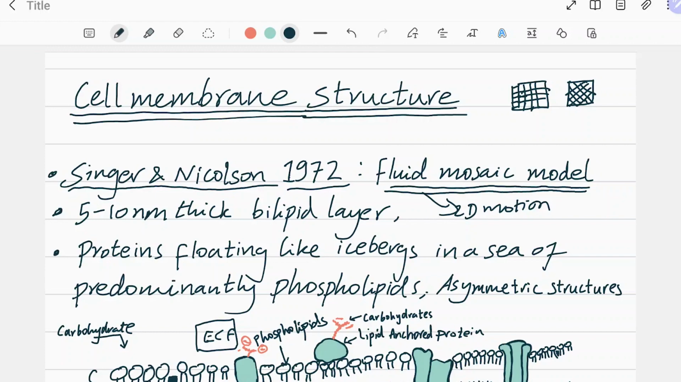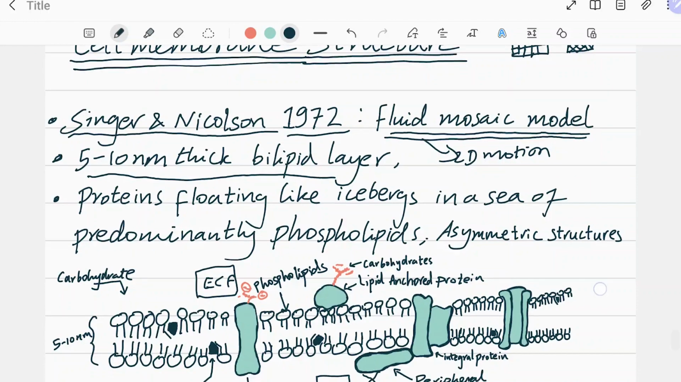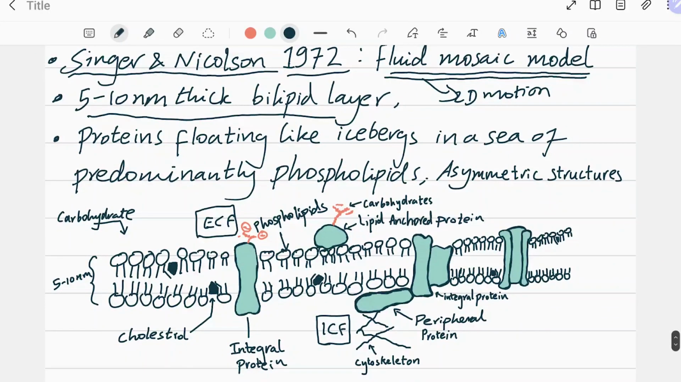The cell membrane is fluid, it's able to move, and yet it is made of different components that somehow organize themselves into a bilipid layer, which is around 5 to 10 nanometers thick. You can see in this picture I've drawn these little phospholipids, which I'm shading over here. This is a phospholipid head, and it is hydrophilic, and you have two tails.